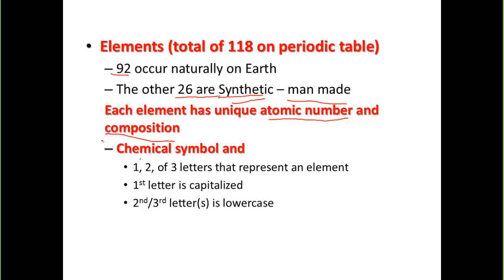How are we going to write our element symbols out this year? The chemical symbol is going to be our shorthand way. They're either 1, 2, or 3 letters that represent the element. The first letter is always capitalized, and if there's a second or a third letter, it's always lowercase. So we would have Na for sodium, capital first letter, lowercase second letter. N for nitrogen versus Ni for nickel.